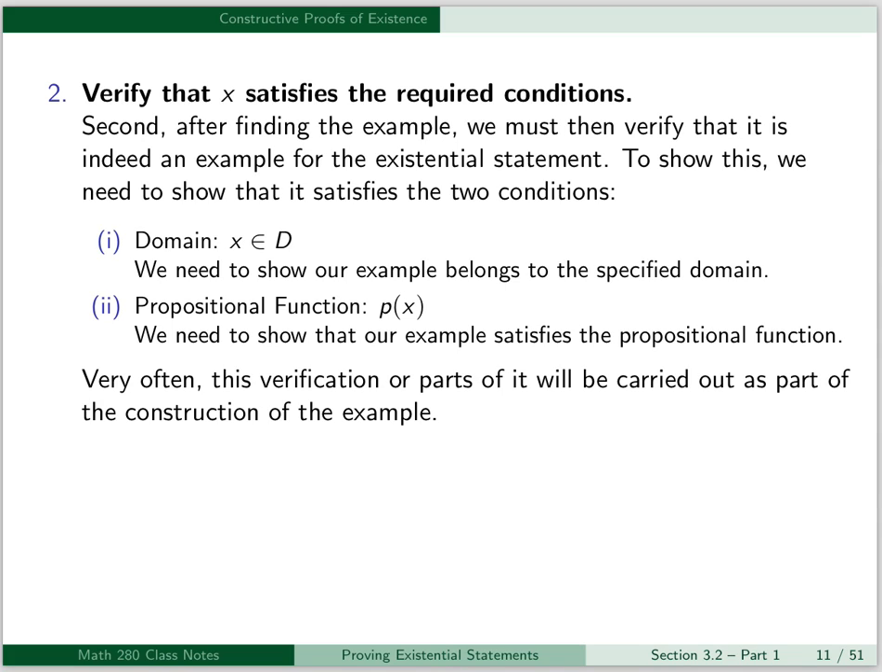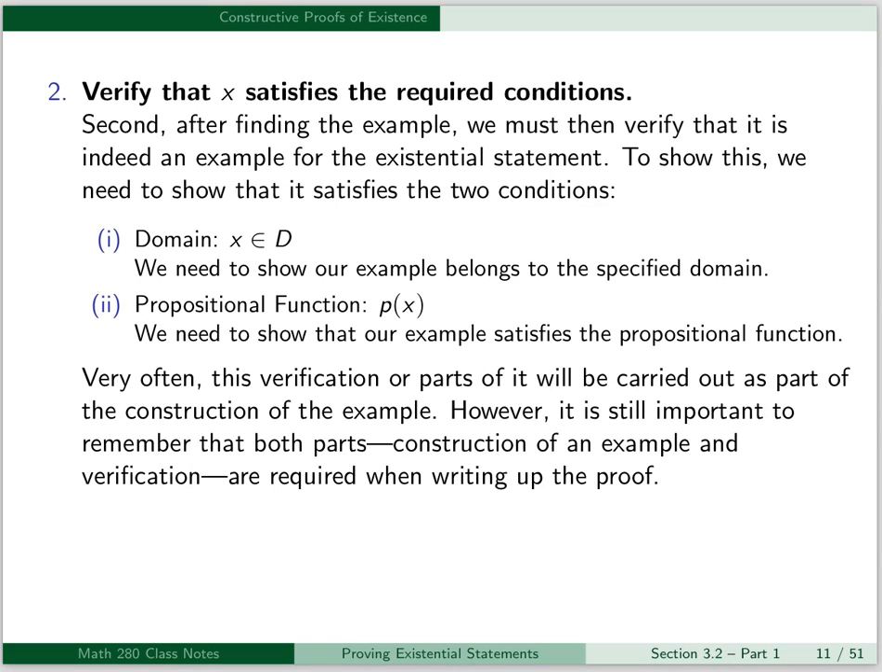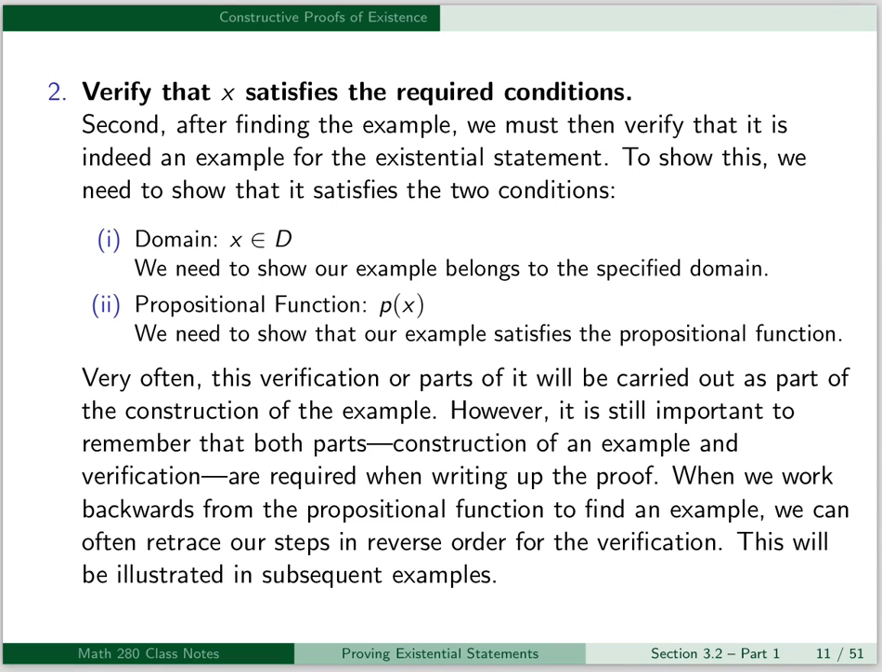Now very often this verification, or parts of it, will be carried out as part of the construction of the example. However, it is still important to remember that both parts, construction of an example and verification, are required when writing up the proof. When we work backwards from the propositional function to find an example, we can often retrace our steps in reverse order for the verification. This will be illustrated in our subsequent examples.